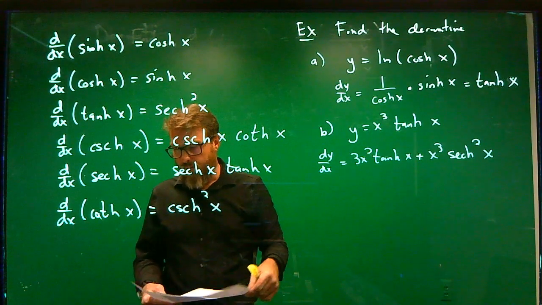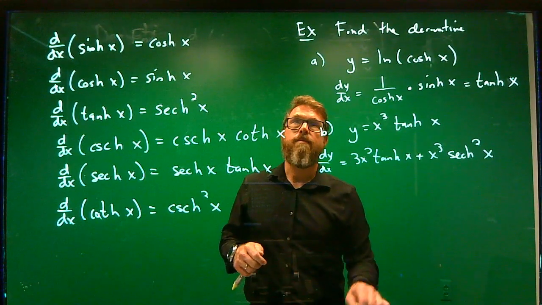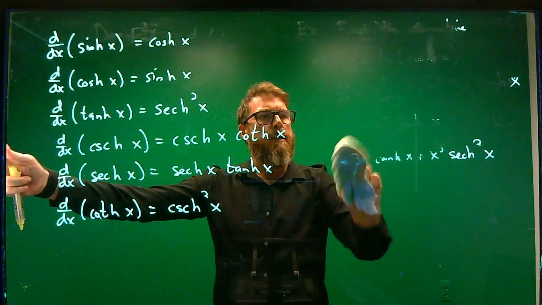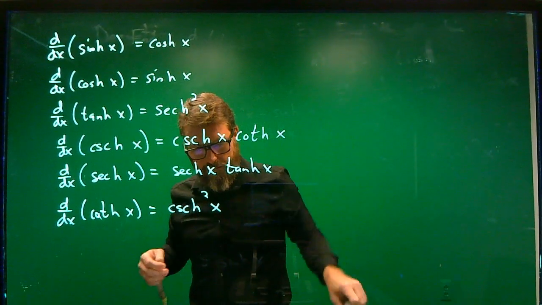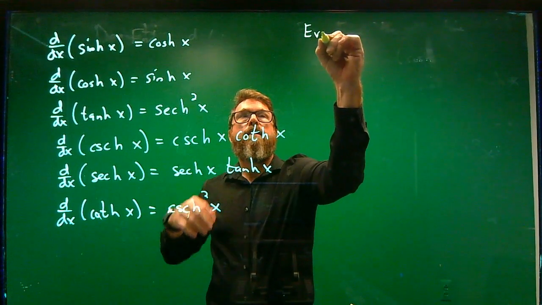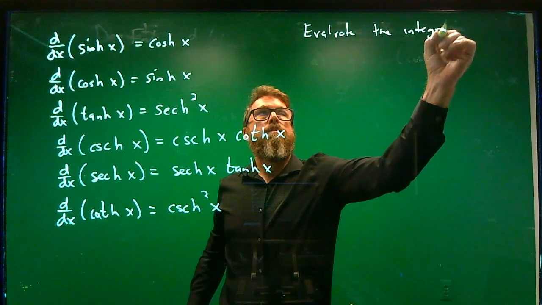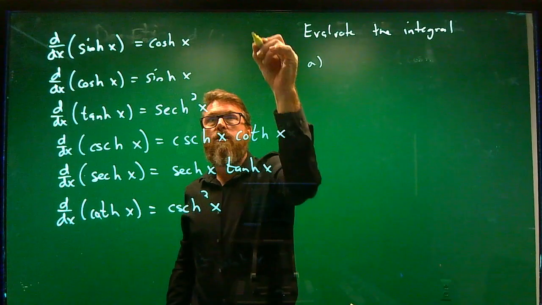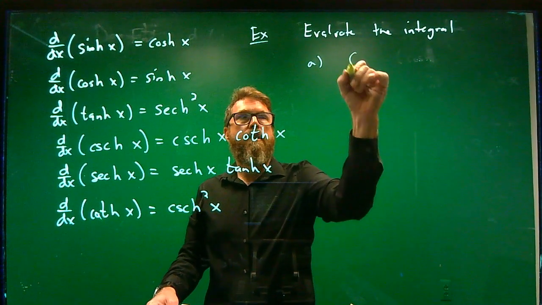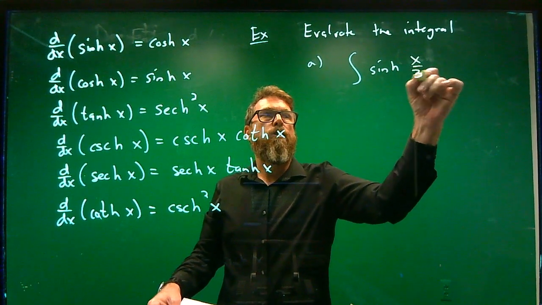Now, similarly, we can find their antiderivatives as well. So let's do a couple antiderivatives just with these rules over here for help. So let's see, evaluate the integral. So A, let's go to this example. Let's find the indefinite integral of the hyperbolic sine of x over 3 dx.